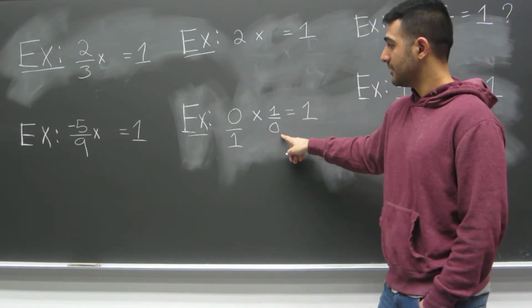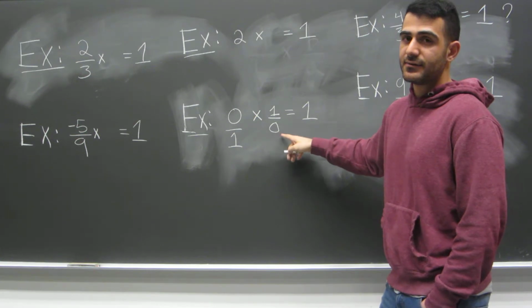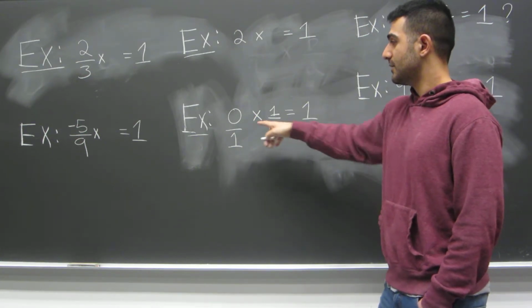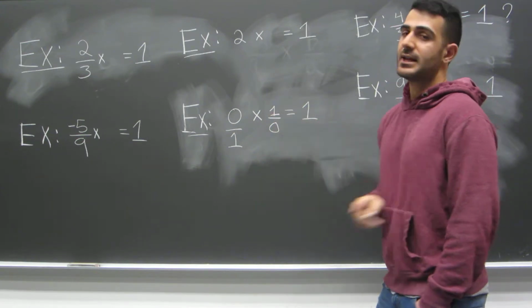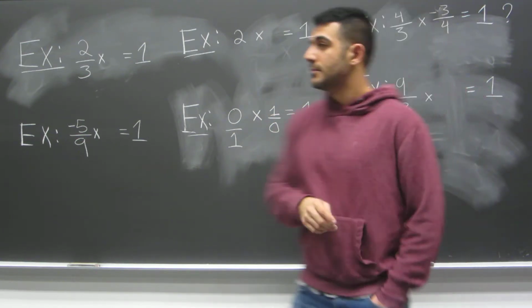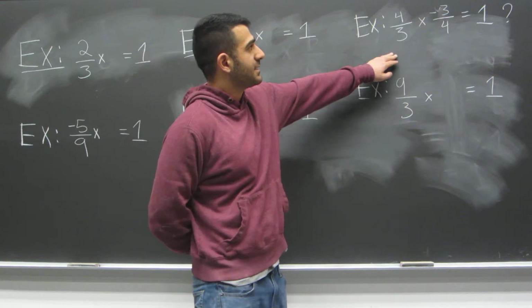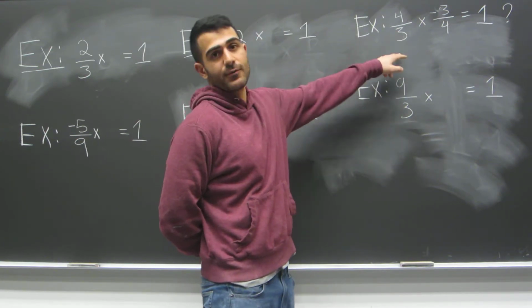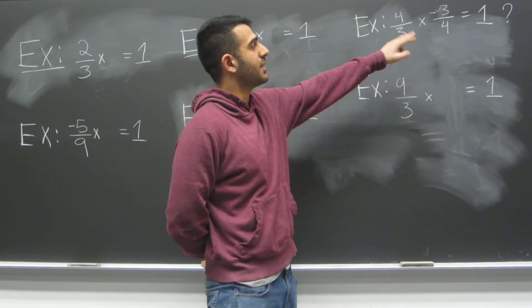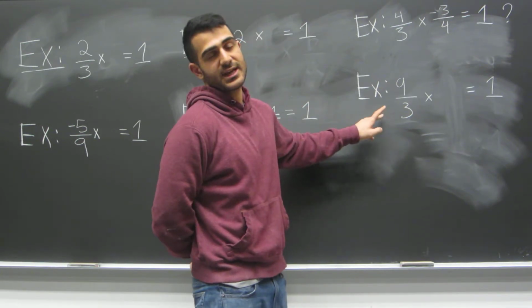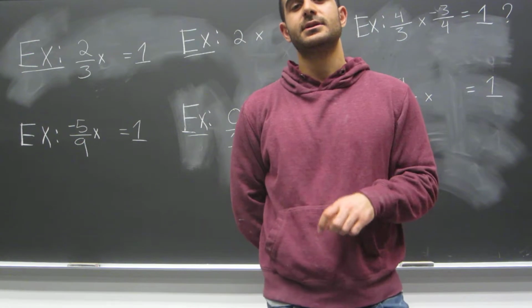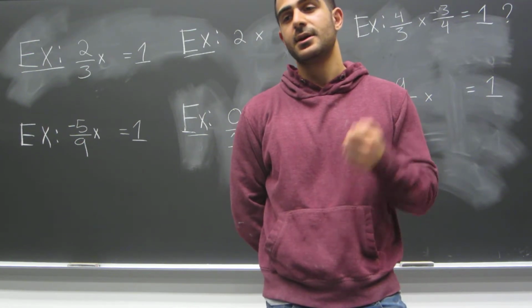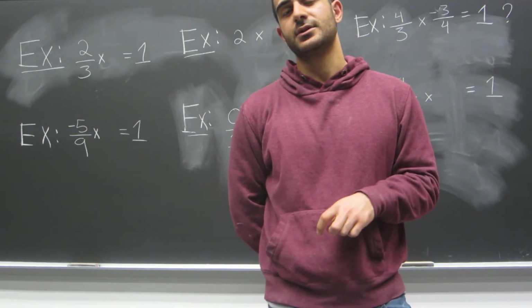This example here is asking you if this is valid. Is this true? So is 0 over 1 multiplied by 1 over 0 equal to 1? Same thing here, it's asking you, is this true? Is 4 over 3 times negative 3 over 4 equal to 1? And the last one just asks you for the multiplicative inverse. So pause the video, try them out, and then when you've tried it out, play the video and we'll see if you got your results correct.